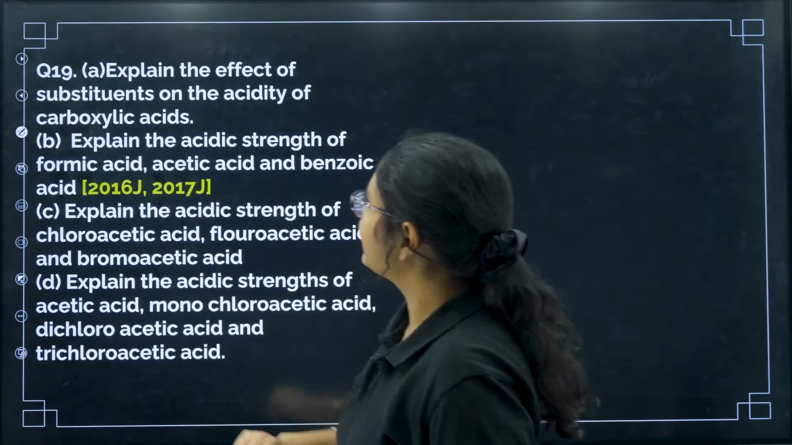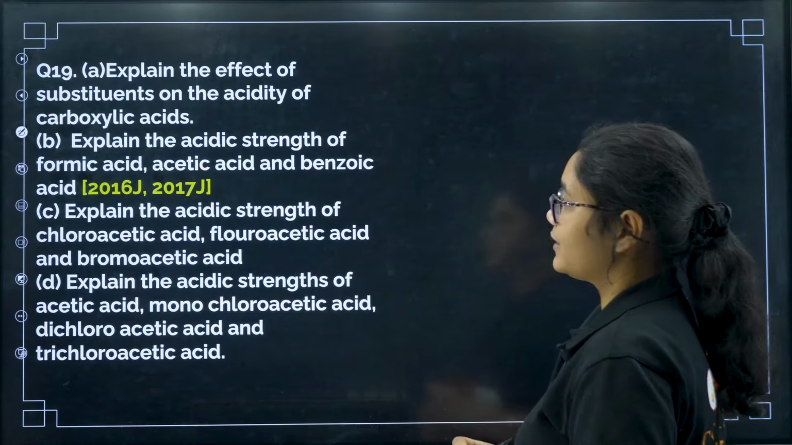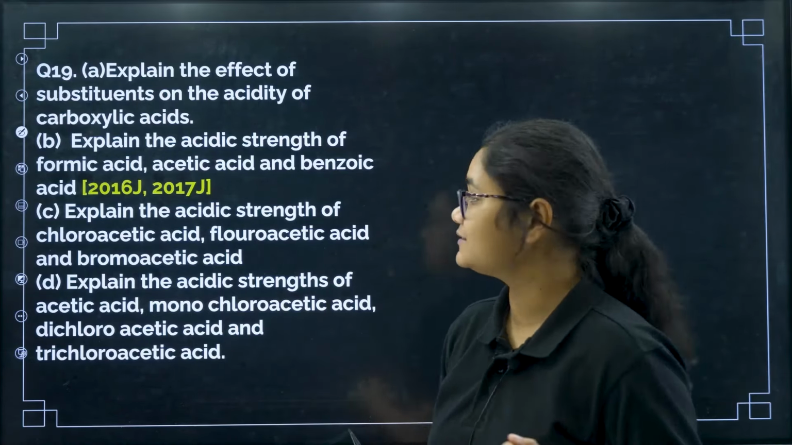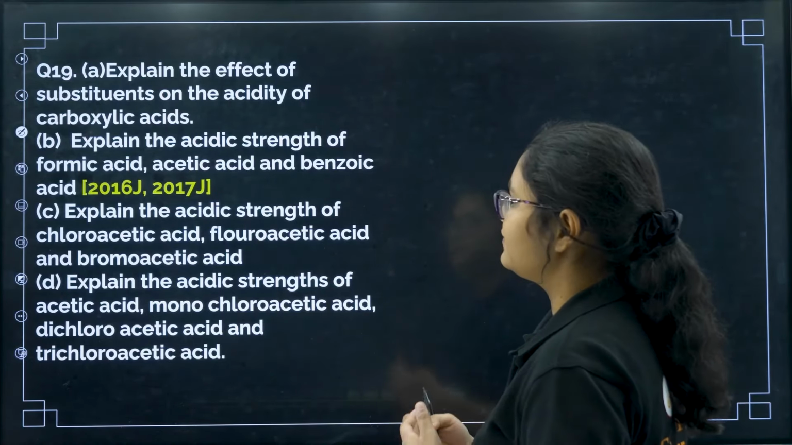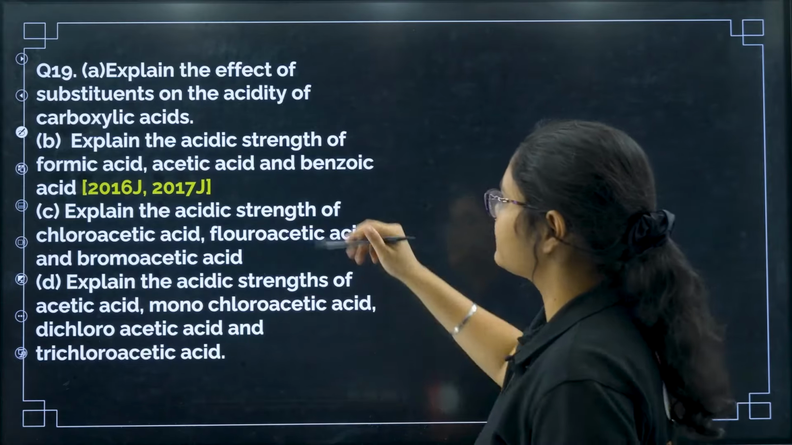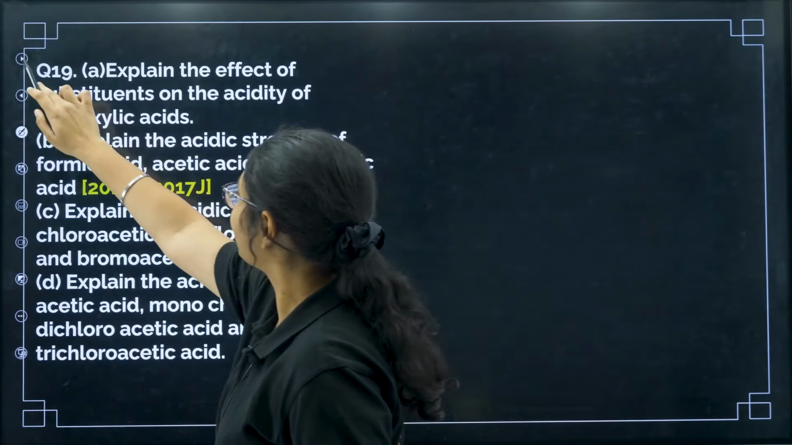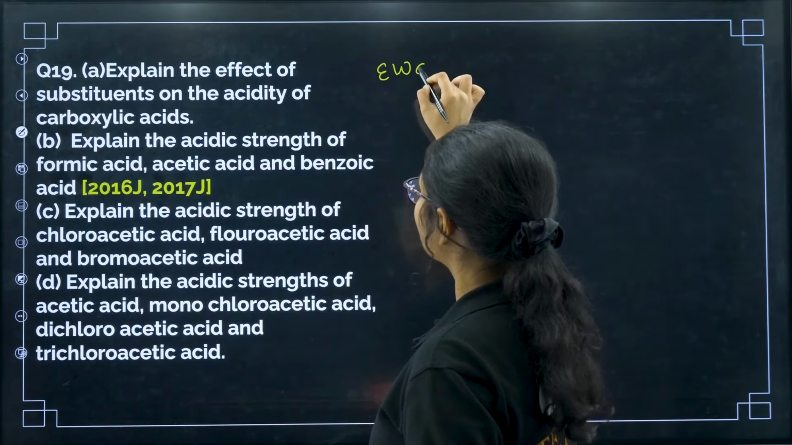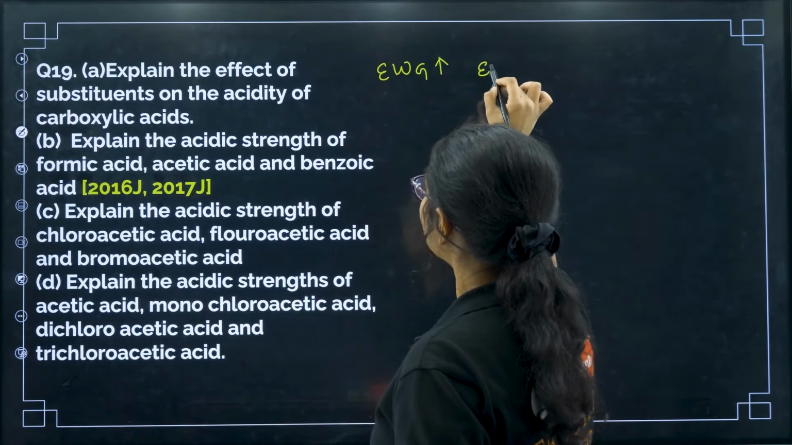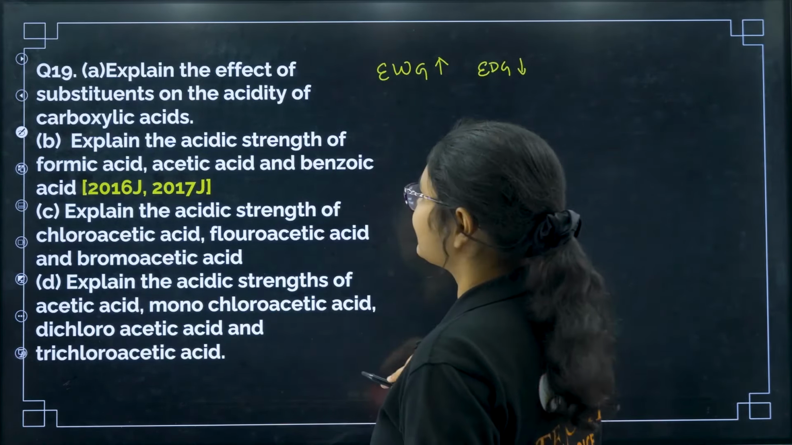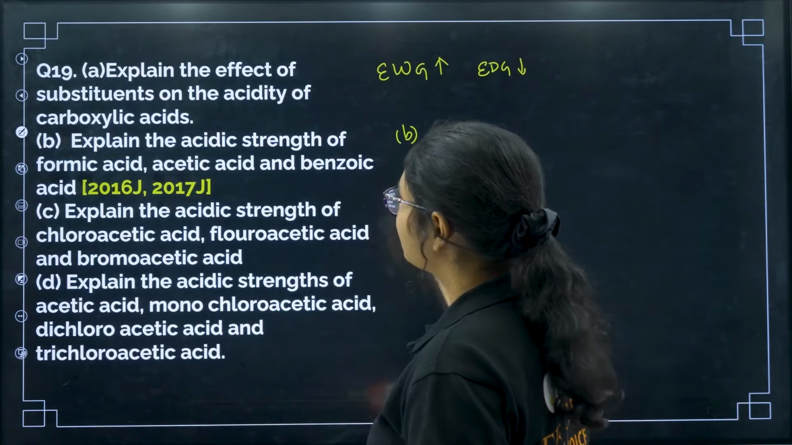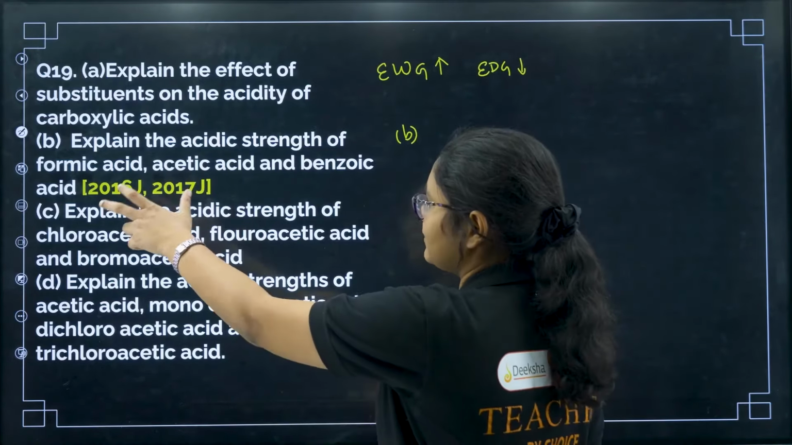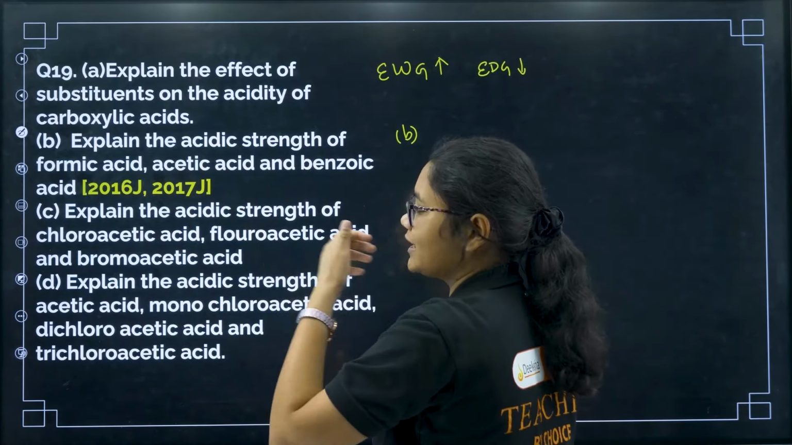Now coming to the next: explain the effects of substituents on the acidity of carboxylic acid. Explain the acidic strength, and we have to find the acidic strength order. We know that an electron withdrawing group will increase the acidity, and an electron donating group will decrease the acidity. Next, explain the acidic strength of formic acid, acetic acid and benzoic acid.